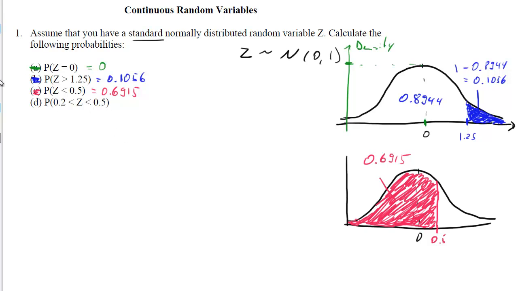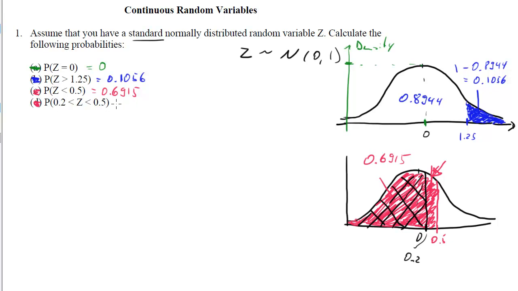So now, what we are after, and I'll use the color red again for D, is the probability of Z being between 0.2 and 0.5. So 0.2 is here. Let me just show you the area of this. Basically what we are after is just the area in between here. Only this area is what we are after: the probability that Z is between 0.2 and 0.5.